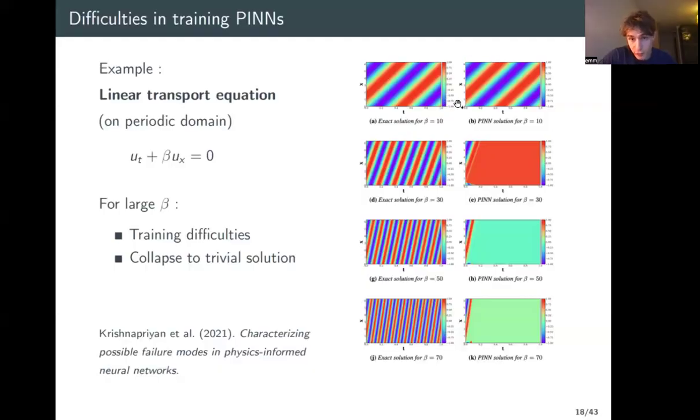It's going to work for beta equal to 10. But as soon as we increase beta to higher values, such as 30, we can see that we no longer satisfy this solution. Particularly, we can see that the initial condition is not able to propagate in time. So we collapse to a trivial solution.